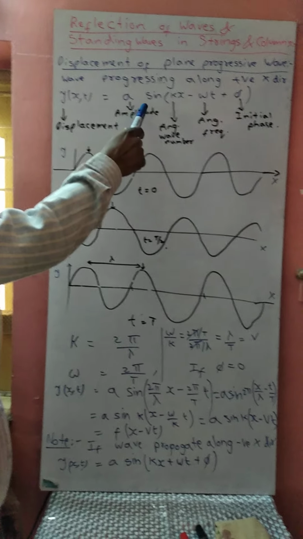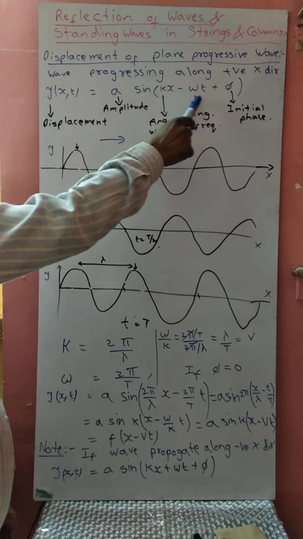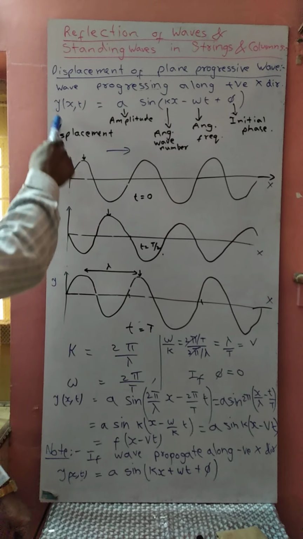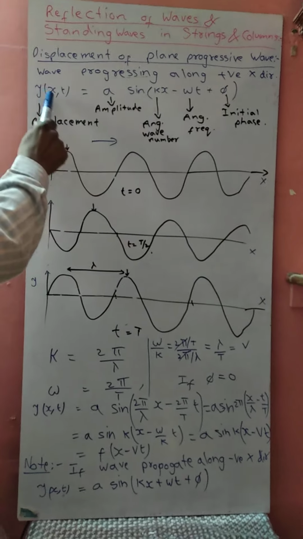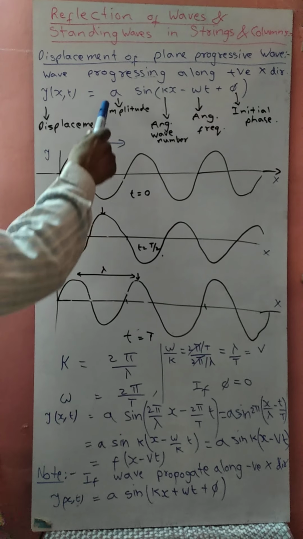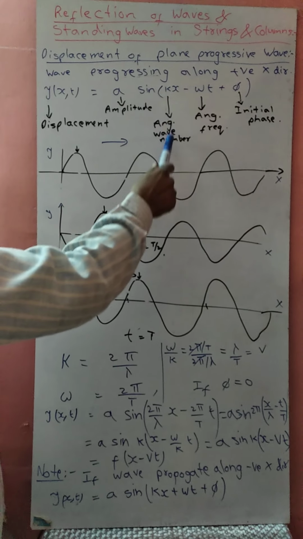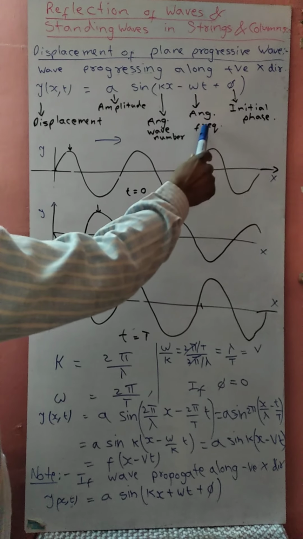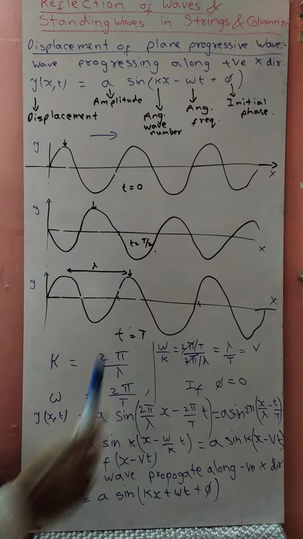, t) equals A sin(kx minus omega t plus phi). And here y is the displacement, it is a function of x comma t. A is the amplitude, k is the angular wave number, omega is the angular frequency, phi is the initial phase.